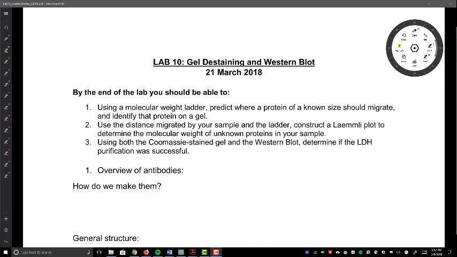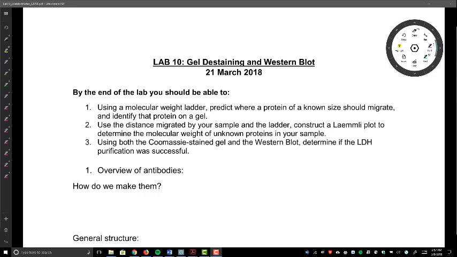Hey everyone, today we're going to talk about gel destaining and Western blot, which are experiments for Lab 10. So this is our second half of the SDS-PAGE and Western blot lab. We're going to focus a bit more on the theory behind antibodies, which we use to visualize a Western blot.